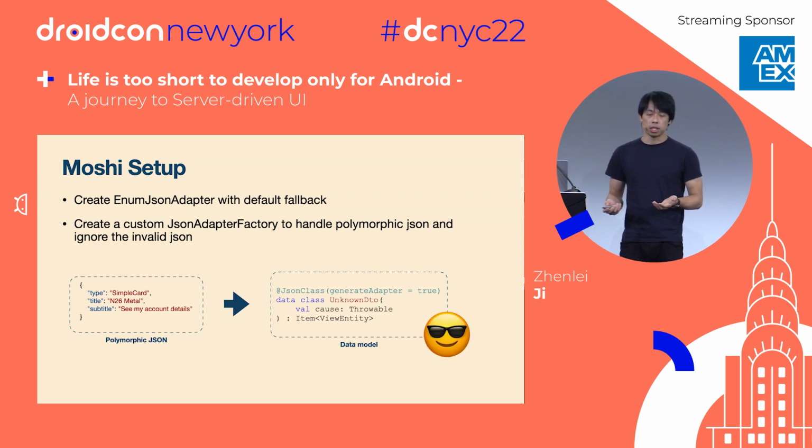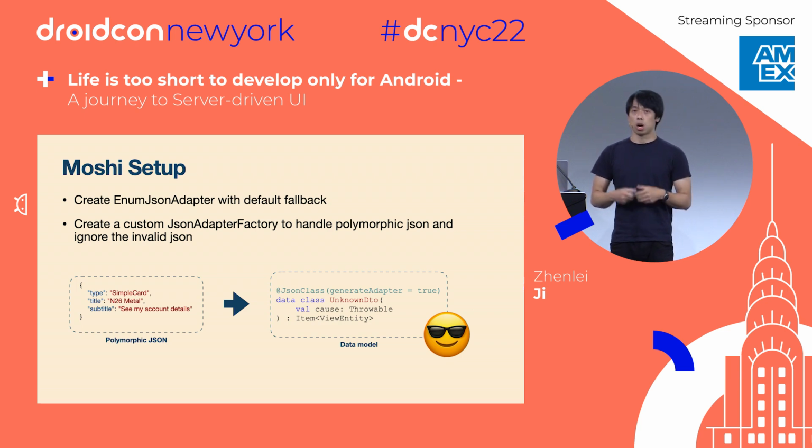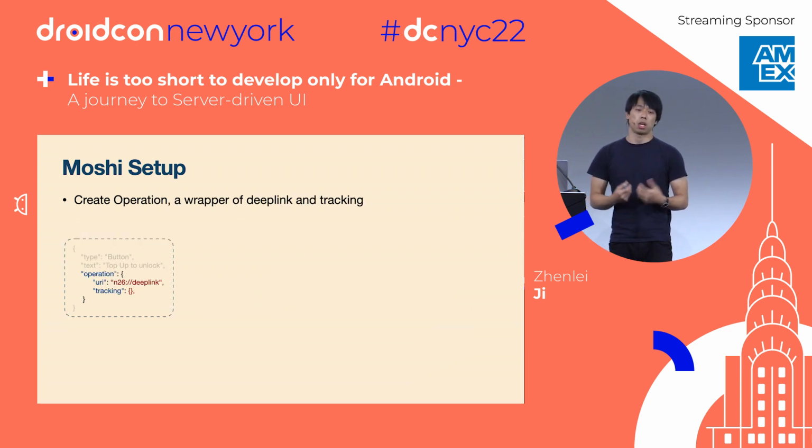The way that we are handling it is with Moshi: we manage to convert this object to an unknown DTO with the reason. Then we can track it, and after tracking, we can tell the backend, hey, we have this issue because you are sending this kind of component.